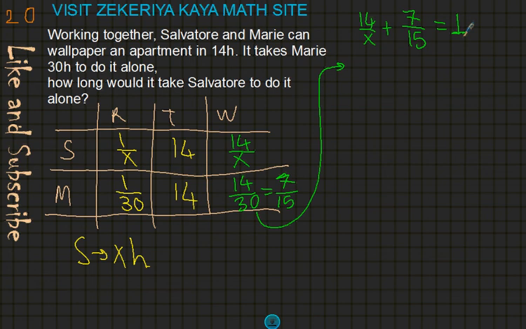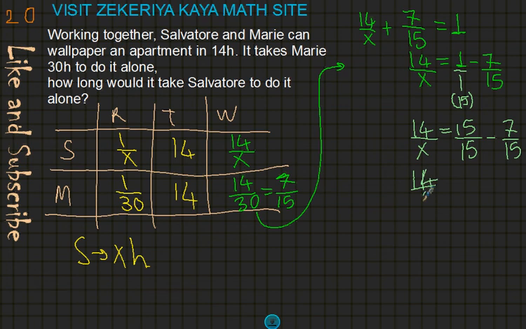Right now x is in the denominator, so we must do it the other way. We send 7 over 15 to the other side. We make it minus 7 over 15. 14 over x equals 1, and I enlarge it by 15. We must multiply 15 by each of them. 15 times 1 will be 15, minus 7 over 15. And on this side we have 14 over x. So 14 over x will be equal to 15 minus 7, which is 8 over 15.